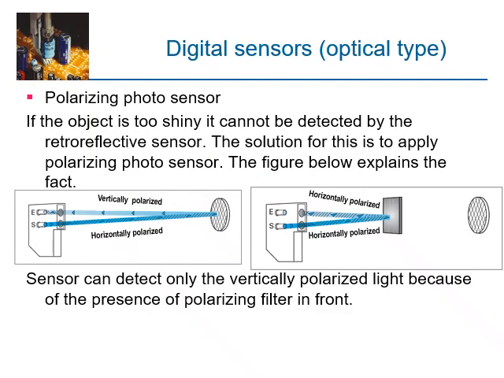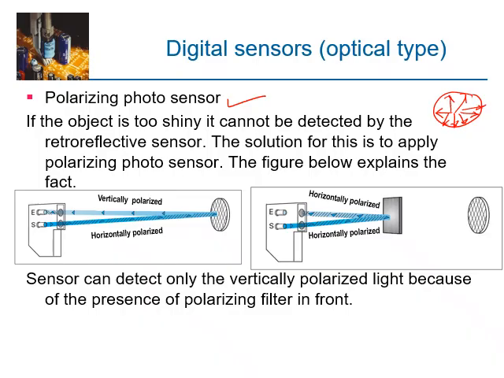To overcome this problem, they use a polarizing photosensor. Usually light is an unpolarized light. If you take a cross section of unpolarized light, it is vibrating in every direction. So this is the electromagnetic vibration in any direction.